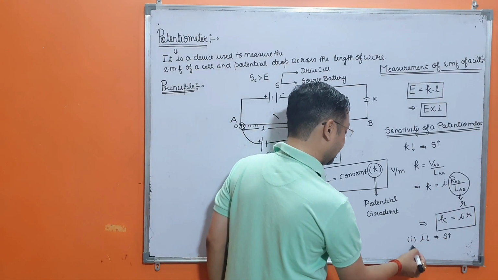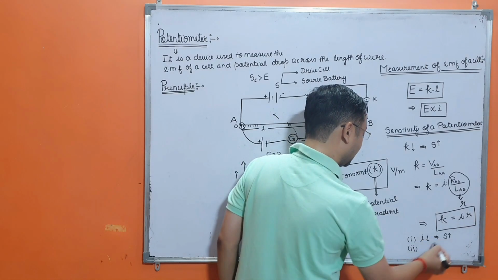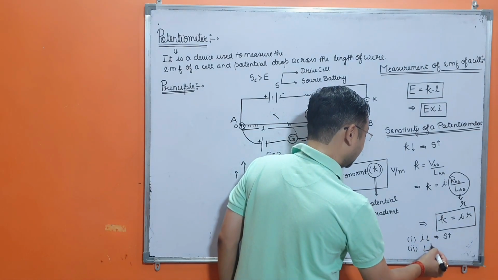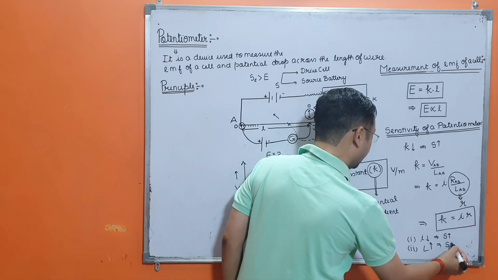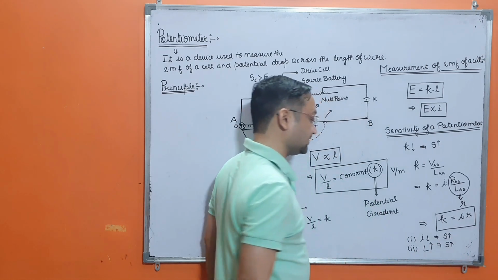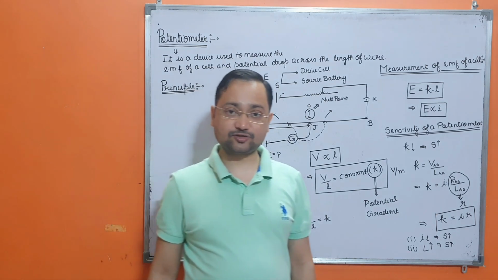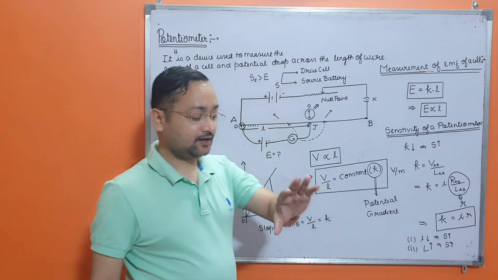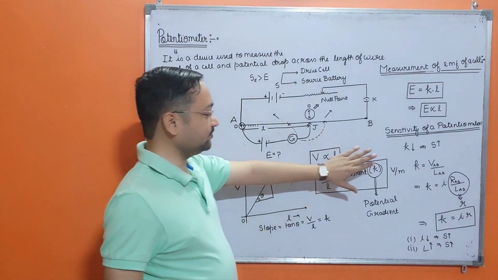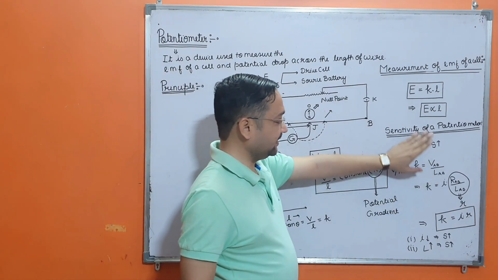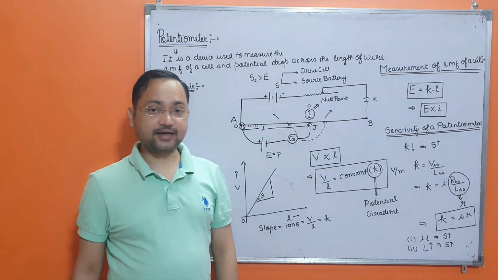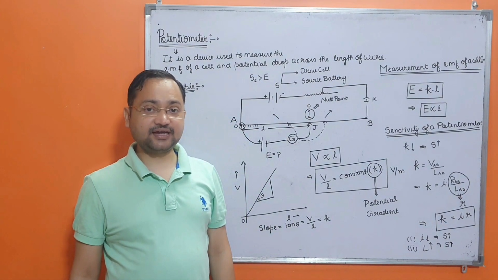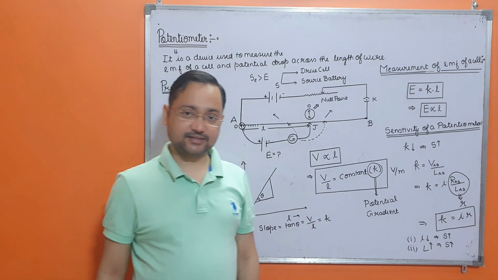The second thing is the resistance per unit length. By increasing the length of the potentiometer wire, the resistance per unit length reduces, and therefore the sensitivity of the potentiometer increases. So by two things we can increase the sensitivity: by decreasing the current and by increasing the length of the potentiometer wire.